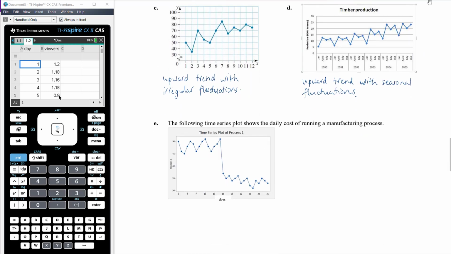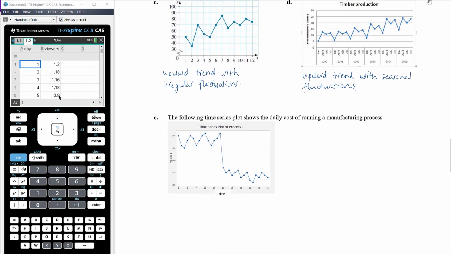Okay, and then part E, the following time series plot shows the daily cost of running a manufacturing process. So what we're seeing here is really two separate trends. For the first 16 or so days, there's not really much of a clear trend, maybe slightly upward, but without fitting the line of best fit, we can't really say that. And then we get a significant structural change at around day 16, and then a slight downward trend after that.